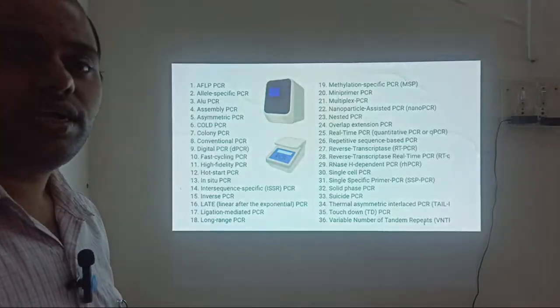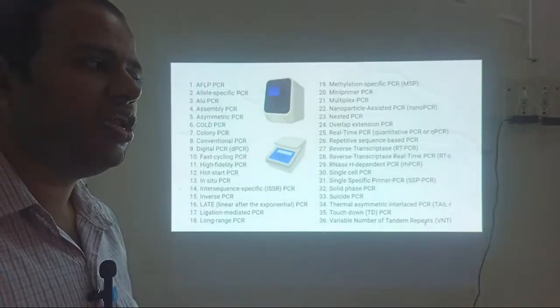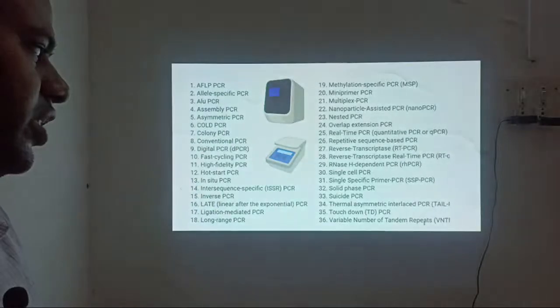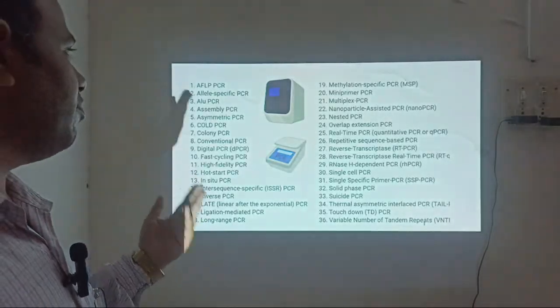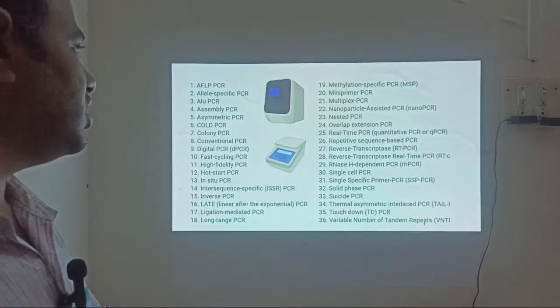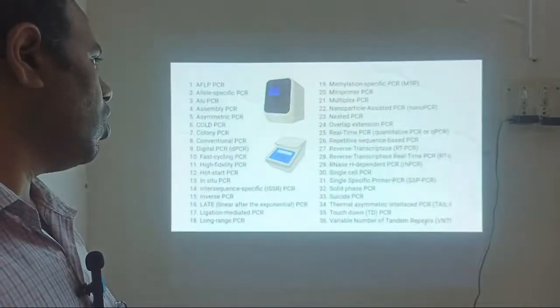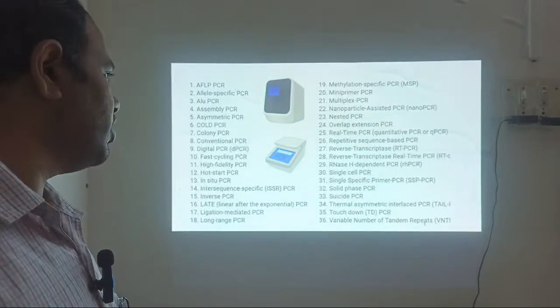So based on the type of amplification you are doing or a desirable trait in the amplification, the PCR may be of different types. There are around 36 types of PCRs. You can see AFLP PCR, allele specific PCR, ALU PCR, assembly PCR, asymmetric PCR, cold PCR, colony PCR is one of the important ones. Then conventional PCR is the regular PCR that we do.